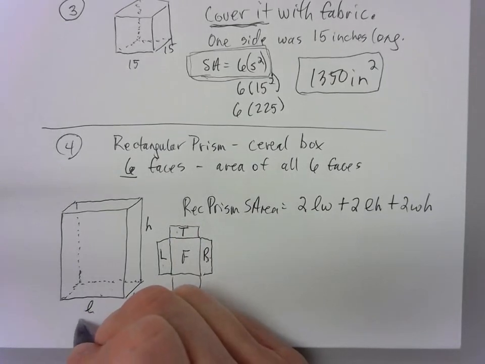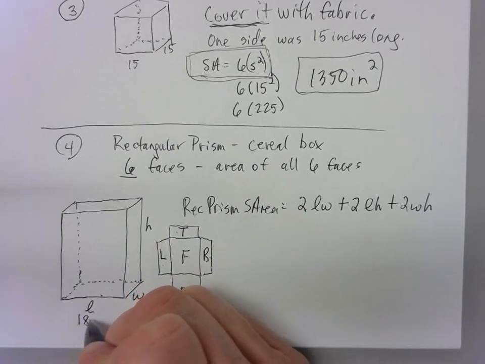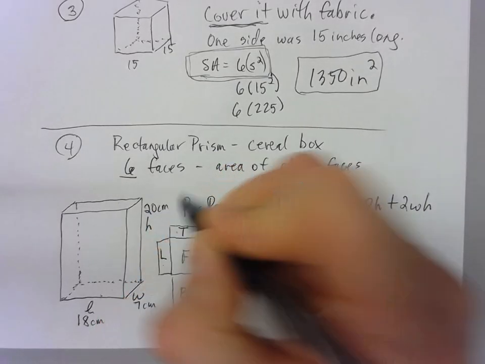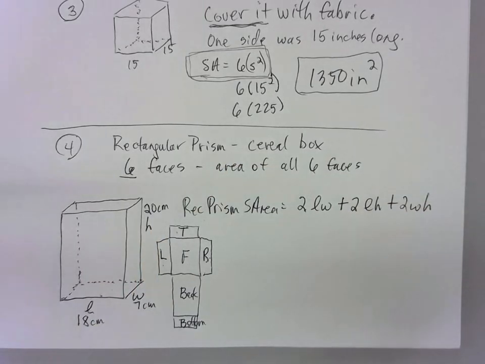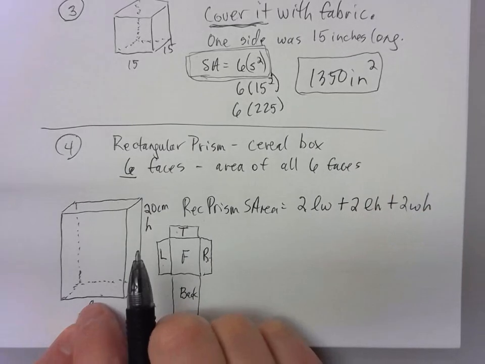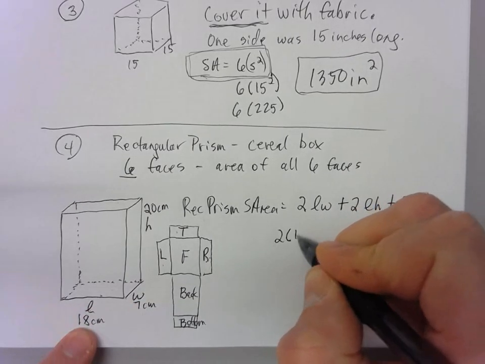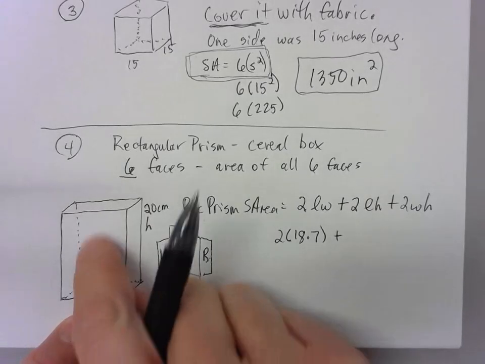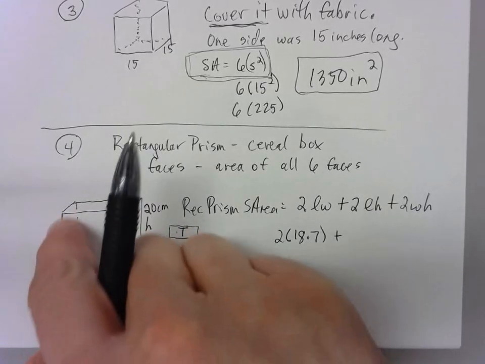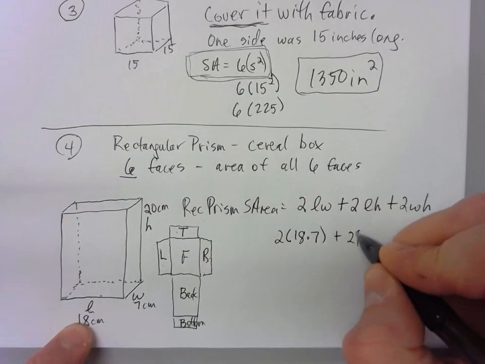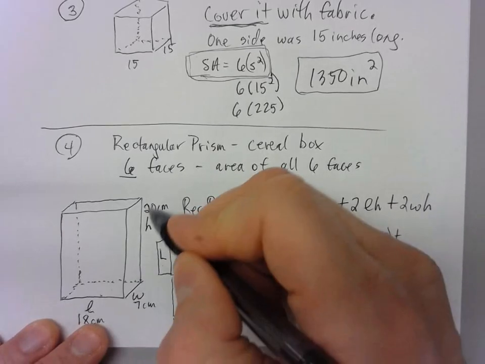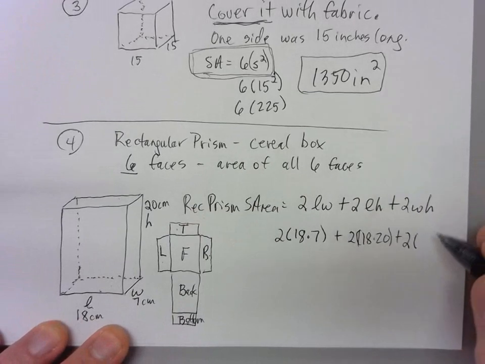So let's just use some measurements here, and it'll help make it even better. So let's say this is 18 centimeters, 7 centimeters, and let's say it's 20 centimeters tall. Okay, so here we go. We're going to do 2 of the length times width. That'll be 18 times 7. And there's 2 of those, and we'll come back and do that in a second. Then the length and height, okay, which would be where the front and the back are. So that's 18 times 20, okay, 18 times 20. There's 2 of those, front and back. Alright, and then over here where the nutrition information is, the width and the height, there's 2 of those. That would be 7 times 20.